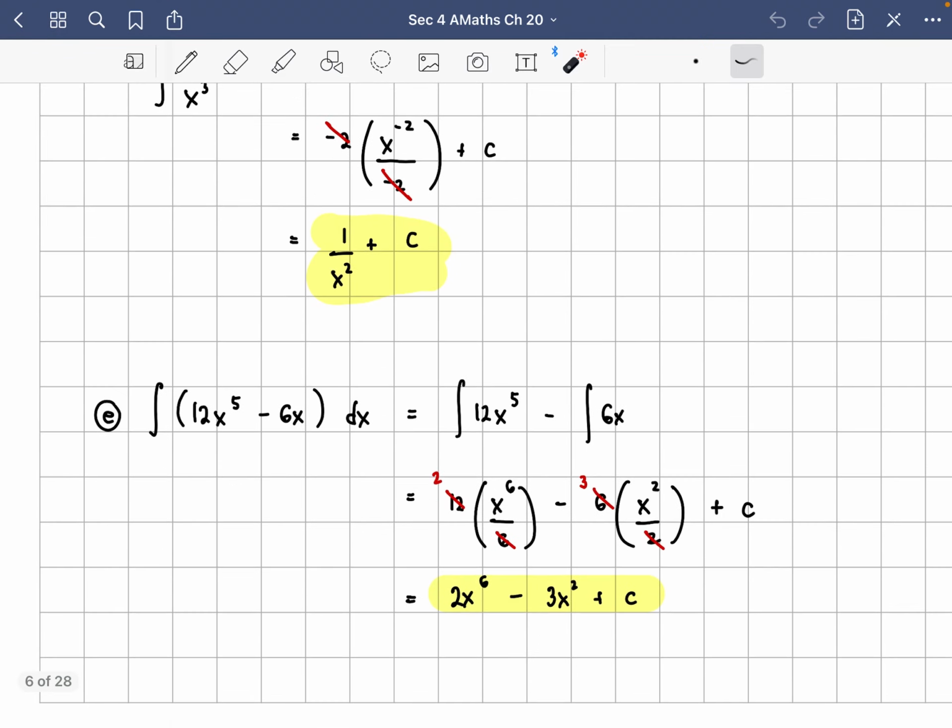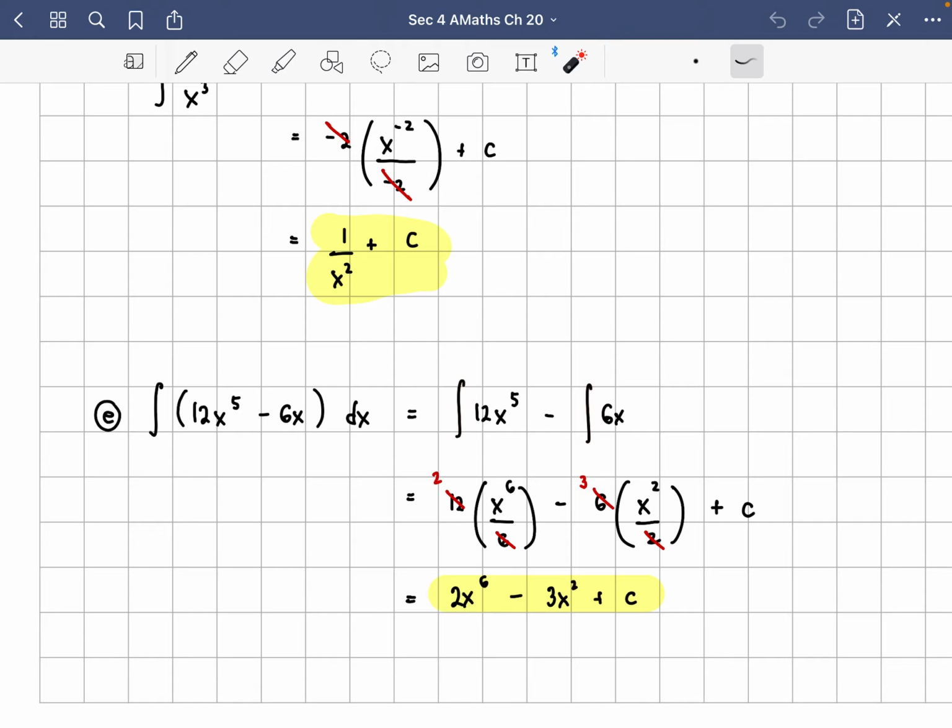How about letter E? For letter E, our question now is an expression. Okay, so we now have 12x raised to 5 minus 6x. So how do we get the antiderivative of this expression? We basically need to get the antiderivative of each term, just like what I wrote here. Now, you don't have to write this in your workings. You can jump straight away to getting the antiderivative of each term. I just wrote it here to show you that you should integrate each of the terms in an expression.